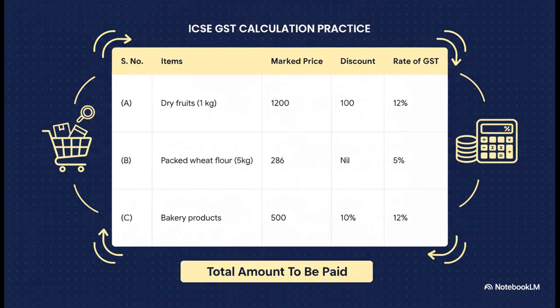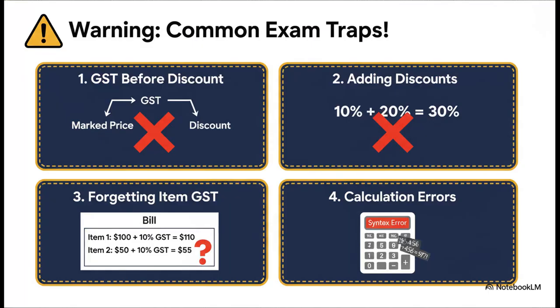The trick is to handle each line item one by one, applying its own rules, and only then do you sum everything up at the very end. Okay, pay very close attention here because this is where most students lose marks. The number one trap is applying GST before the discount. Remember the golden rule, and always calculate for each item on its own before you add them up. Just be slow, be methodical, and please double-check your arithmetic.